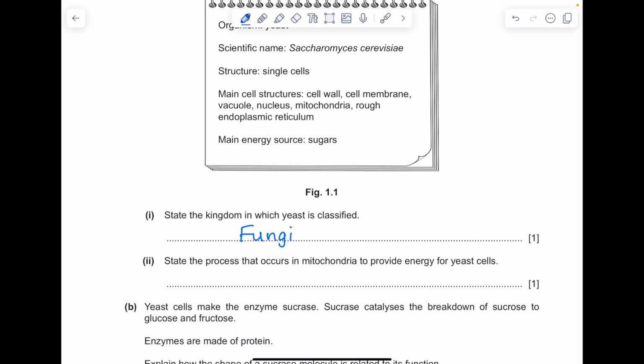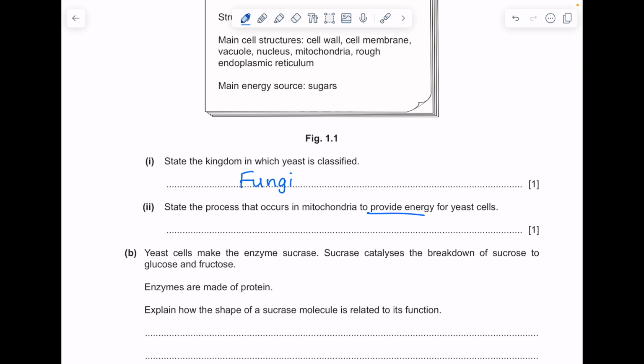State the process that occurs in mitochondria to provide energy for yeast cells. So the release of energy occurs by aerobic respiration. That's respiration involving oxygen use.